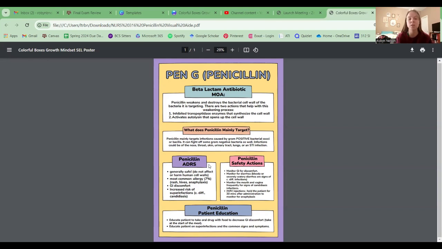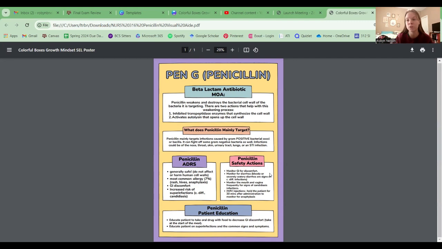ADR wise, penicillin is generally pretty safe. That's just because it doesn't affect human cells the same way it does bacteria cell walls. I guess the most common ADR that's seen with penicillin is that a lot of people have allergies to it. About 7% of the population does. It could be a mild allergy like rashes, hives, itching, or it could be more severe like anaphylaxis. Other ADRs are that it could also cause GI discomfort and put you at risk for superinfections like C. diff and candidiasis.